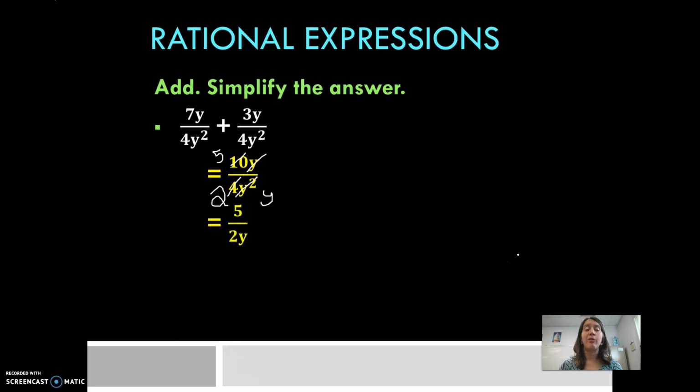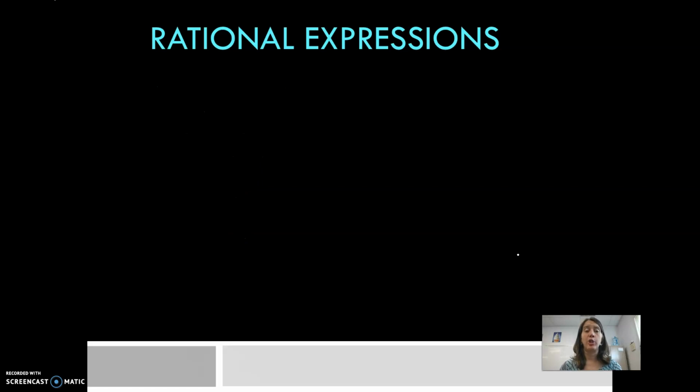So what do I have for my final answer? The numerator just contains the number 5. The bottom has both the 2 and the y. So don't forget to reduce your final answers before you give your final solution. And I try to mark that for you as you're looking at your homework for tonight. Let's go ahead and work through 2 more examples together.